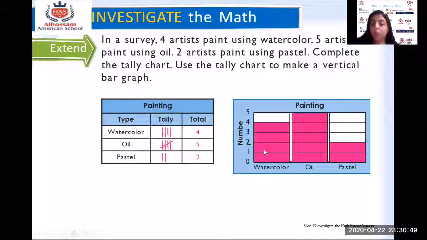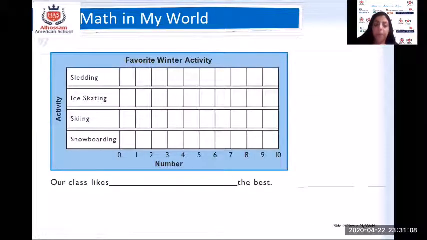I know that you love coloring, so of course you're going to prefer a bar graph to a picture graph. All right? 4 for watercolor and 5 for oil and 2 for pastel. Okay, now you have here a bar graph and you want to fill it. So you have to make your answer.